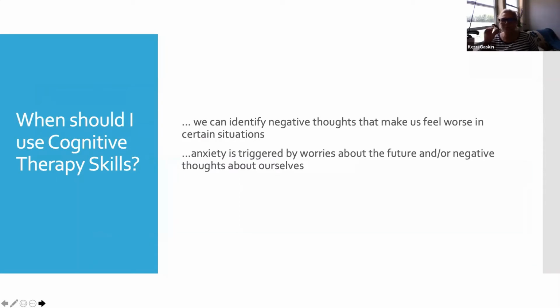Okay, we're going to use cognitive therapy skills when we can identify negative thoughts that make us feel worse in certain situations. We're going to use them when our anxiety is triggered by worries about the future and or negative thoughts about ourselves. It's really important to note, as we discussed in last week's session, the importance of unifying both our cognitive and our behavioral forces. So working with thoughts is just one part of our defense system, right? Our defense against anxiety. Simply learning to think differently can be quite helpful.